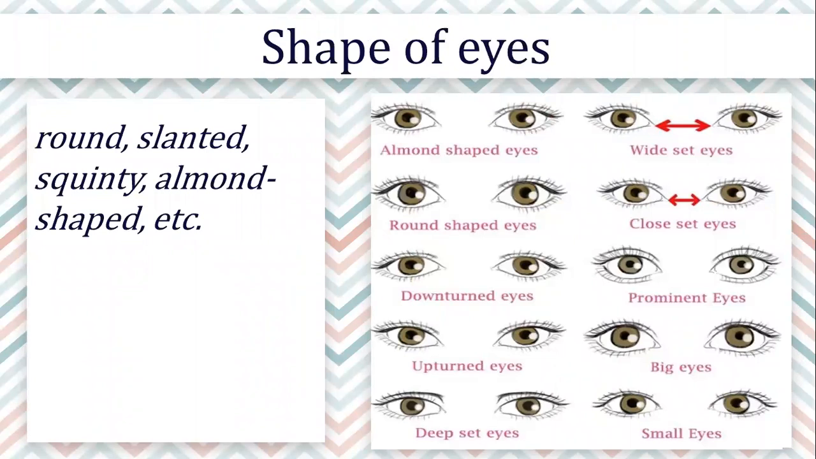Then you mention the shape of the eye. They can be almond-shaped eyes, wide set eyes, round, or maybe close set. They can be downturned eyes, or prominent, upturned. They can be very big or small, or deep set eyes.